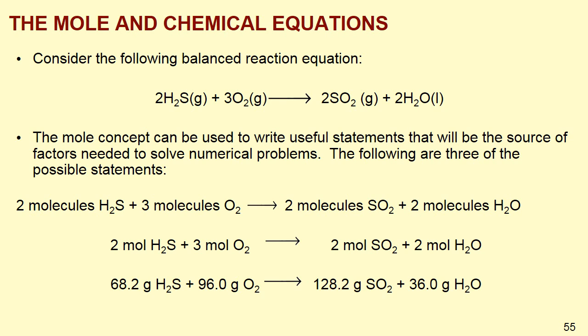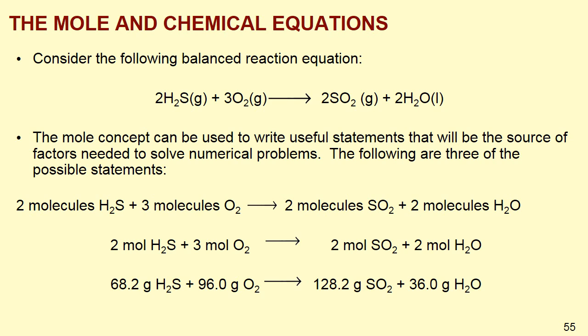Or remember what a mole is. A mole is just a certain number of atoms. So we can say that 2 moles of H2S react with 3 moles of O2 to give us 2 moles of SO2 and 2 moles of H2O. So that is what a balanced chemical equation means. Now, we cannot say 2 grams of H2S plus 3 grams of O2 give us 2 grams of SO2 and 2 grams of H2O. We cannot do that because each of the compounds have different weights.